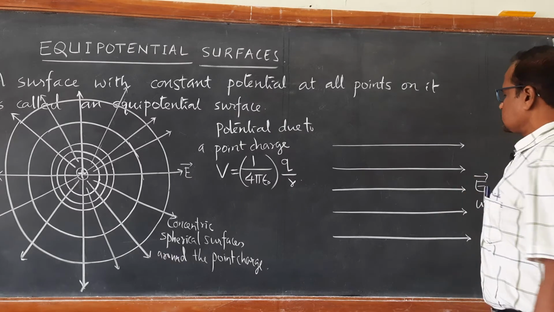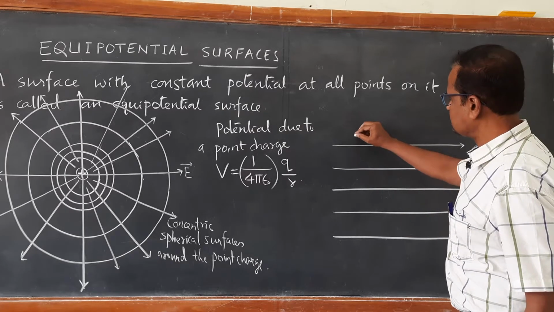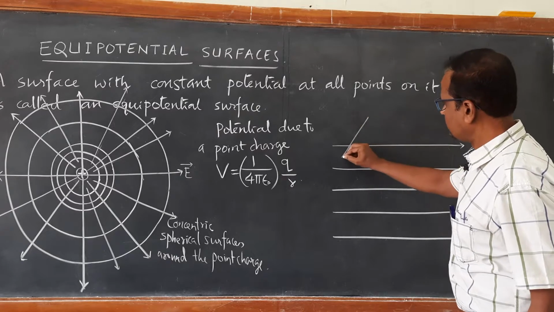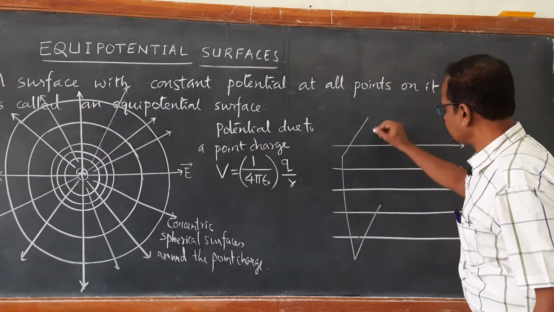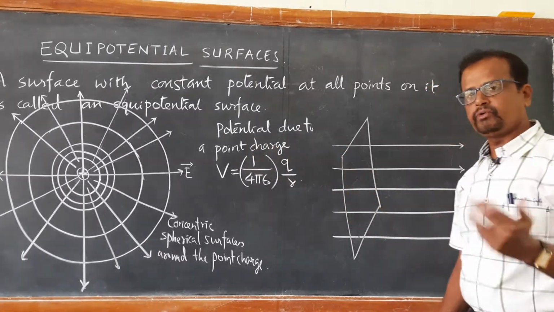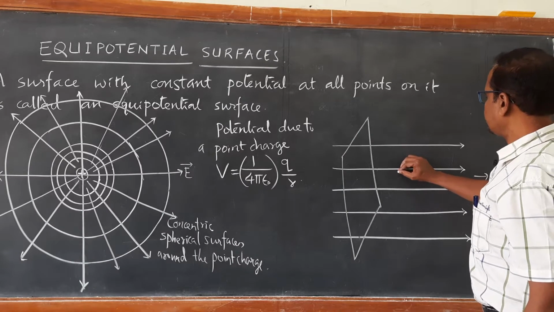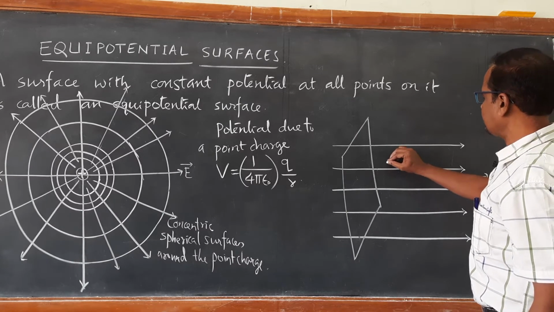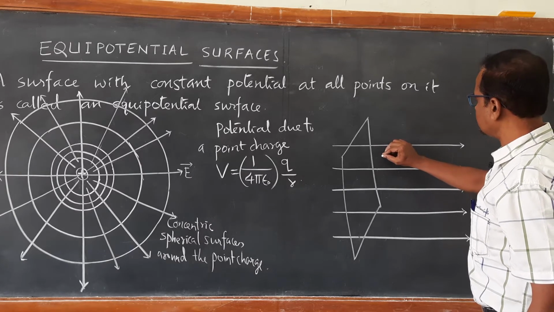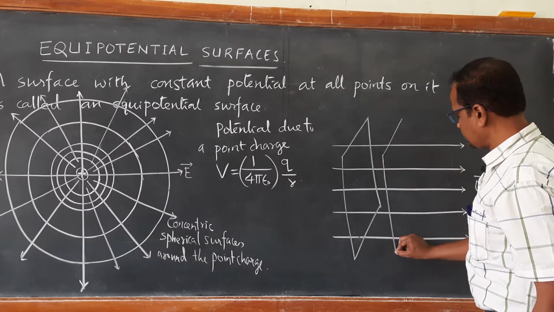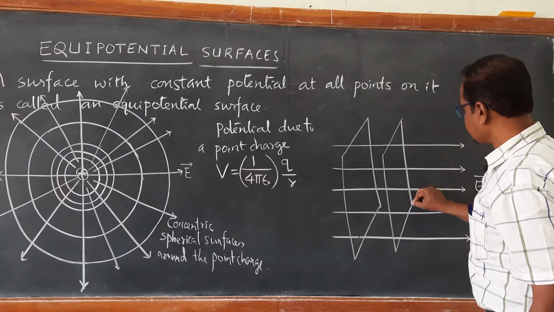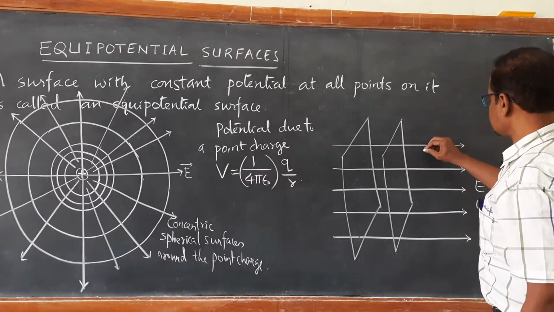So, for the uniform electric field lines, how do the equipotential surfaces appear? I can draw equipotential surfaces in this way. As I said here, equipotential surfaces are always perpendicular to electric field lines. So, you will get parallel electric field lines, no doubt, and the planes perpendicular to these parallel field lines represent the equipotential surfaces.